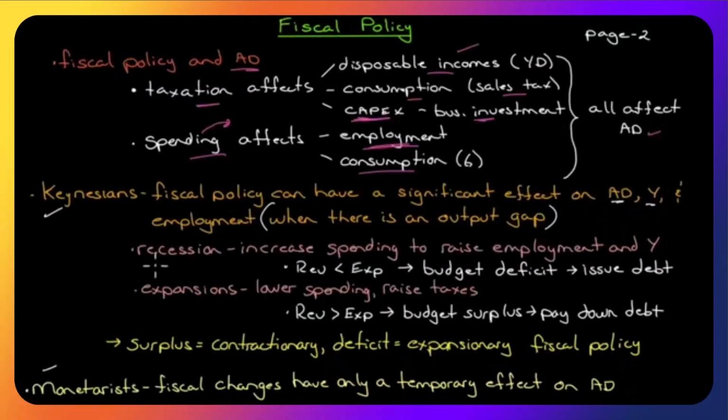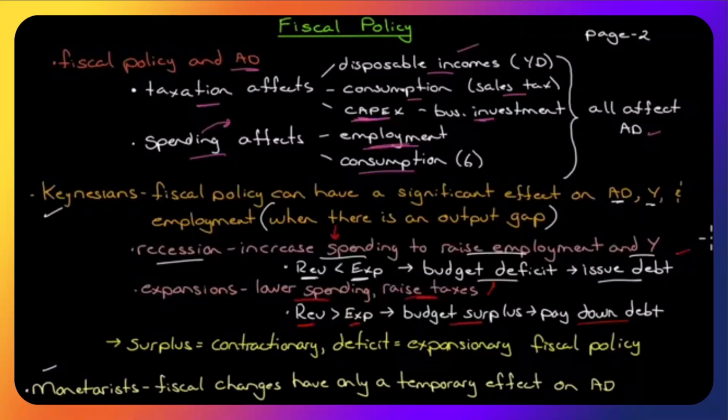So Keynesians advocate for this. In recessions, governments should increase their spending, reduce their taxes. This will help raise employment and output. During this period of time, government revenues will be less than government expenses. The government will be running a budget deficit, so they should issue debt to finance the deficit. In expansions, they should then lower their spending and raise taxes, because over here you lower taxes, here you would bring them back up. Your revenues will exceed your expenses. That is a budget surplus. Use that to pay down the debt you issued over here when you had a deficit.